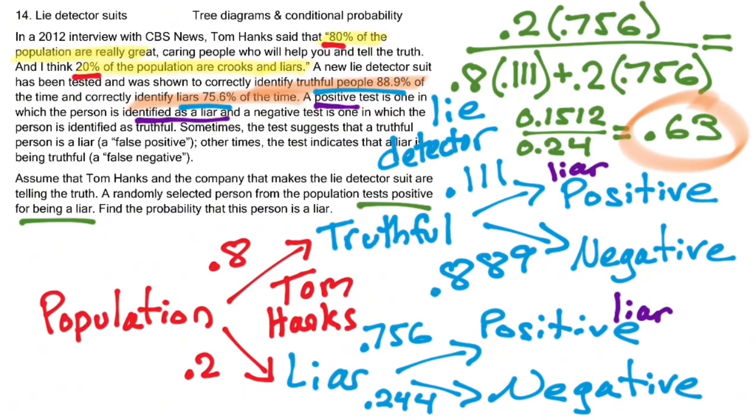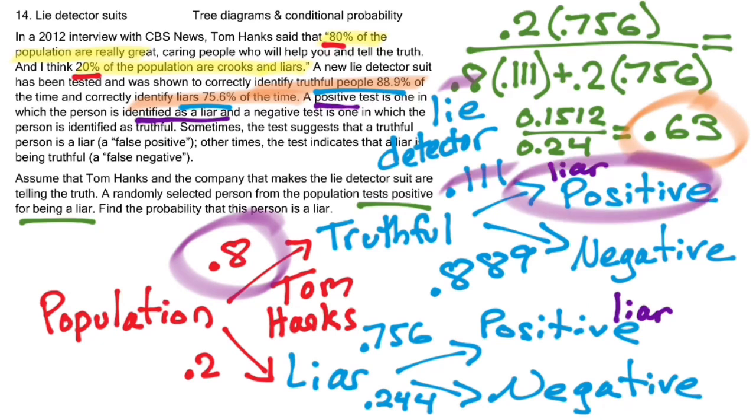The rest of the problem moves as follows. A randomly selected person from the population tests positive for being a liar. What's the probability that they are a liar? So you need to calculate that. We have, of the 80% of people who are truthful, about 11% of them being labeled as a liar by the lie detection machine.